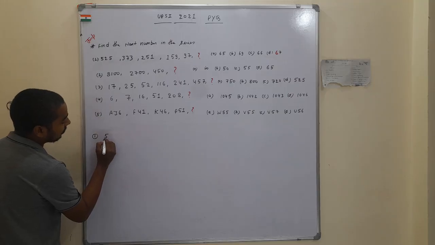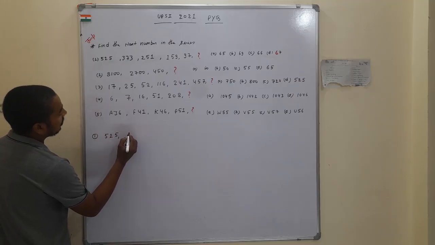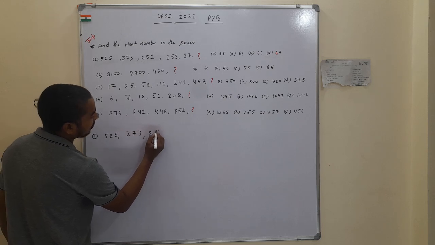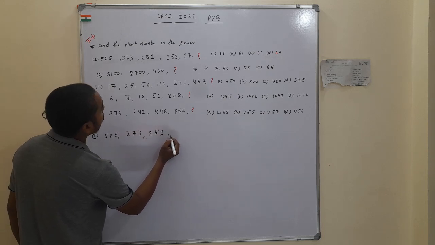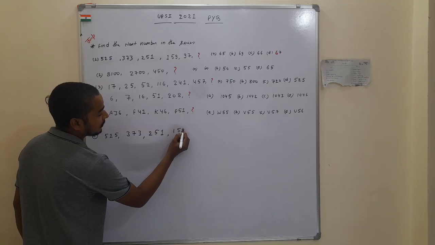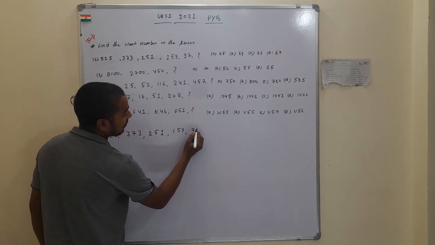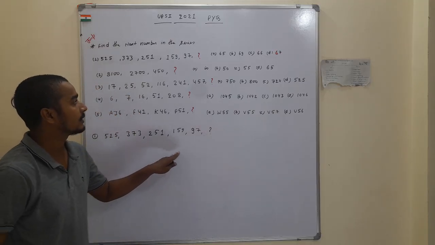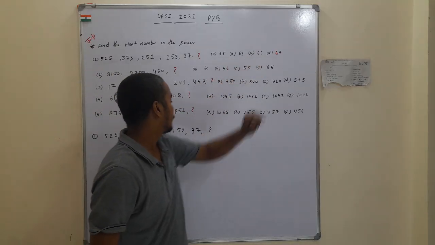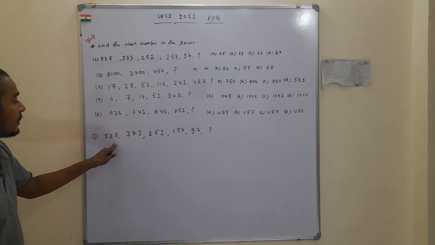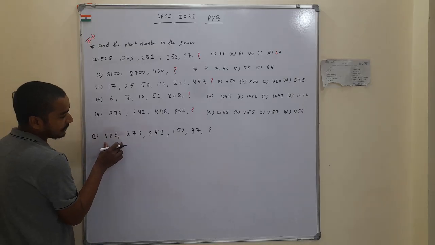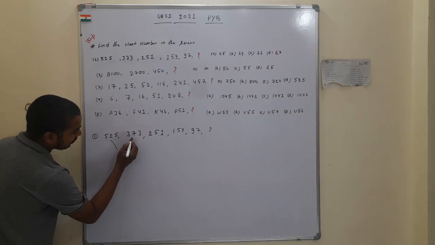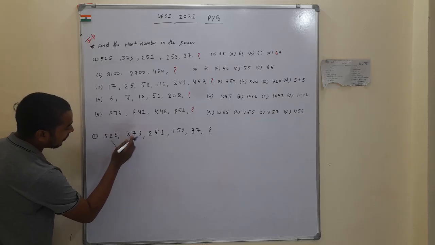This is 525, 373, 251, 159 and 97, and we have to find the value in place of the question mark. Options A, B, C, D are given. Here we see that the series is in decreasing order, so first we have to take the difference between the terms.